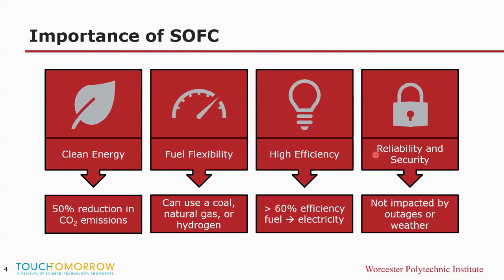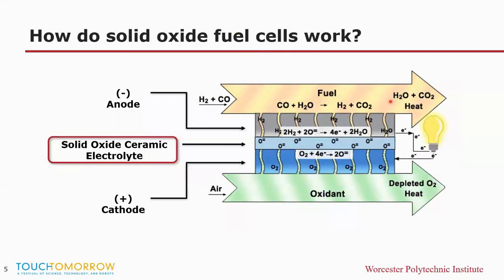But how does the SOFC really work? Here is a schematic example for the solid oxide fuel cell. You can see that with the fuel supplied to the anode side and the air supplied to the cathode side, the fuel will be oxidized and the electricity can be generated.